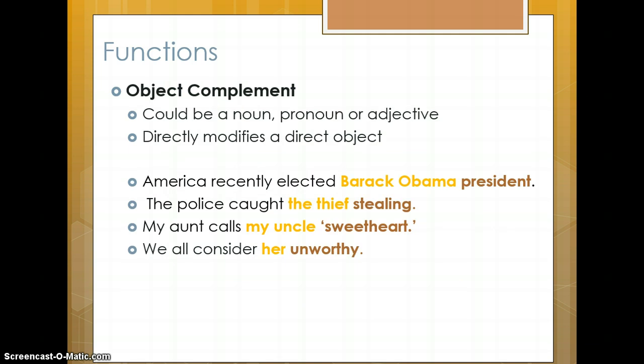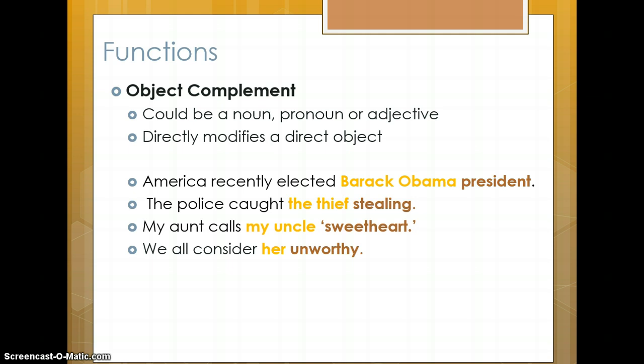This is one more further complication about objects of your sentences. We have something called an object complement. This is probably the most hazy of all of the different functions we're going to be talking about. Object complements are not instantaneously recognizable. They could be a noun, they could be a pronoun, they could be an adjective. What they do is they're going to directly modify that direct object. They're not telling you who that direct object has done something for or about. They're simply giving you more information.